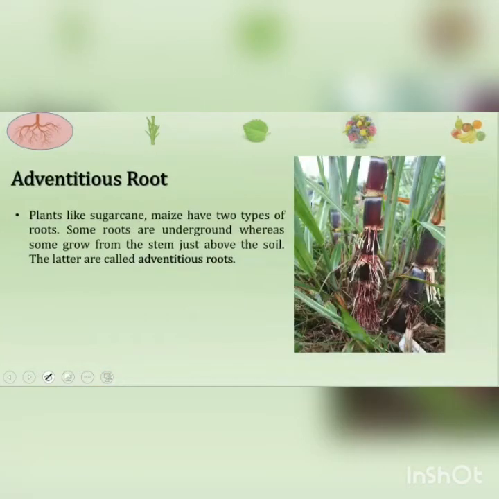One more type of root we will see now, that is the adventitious root. Plants like sugarcane and maize have two types of roots. Some roots are underground, whereas some grow from the stem just above the soil. The latter are called adventitious roots. These roots, which you can see arising above the soil from the stem, are called adventitious roots. You must have seen them when you visited a village. Yes or no?